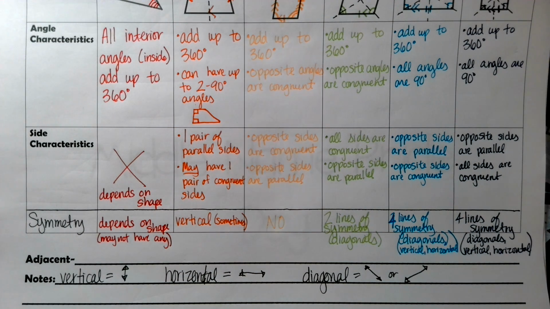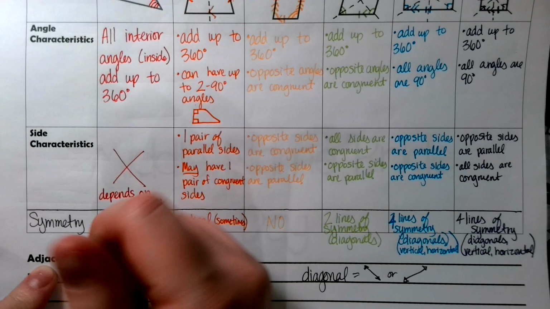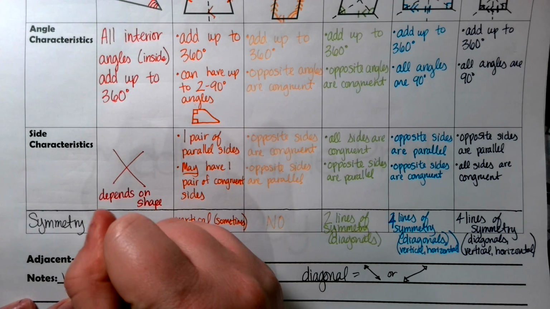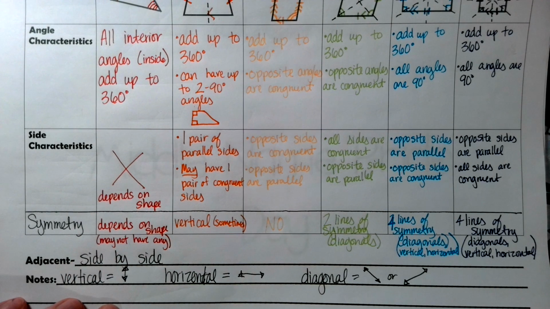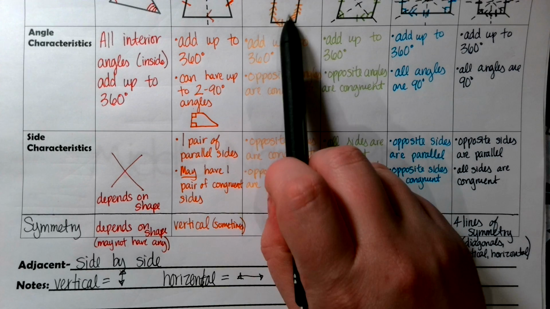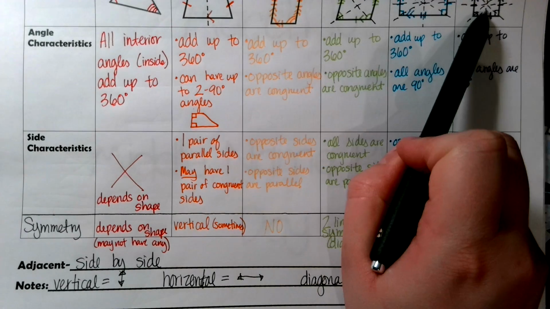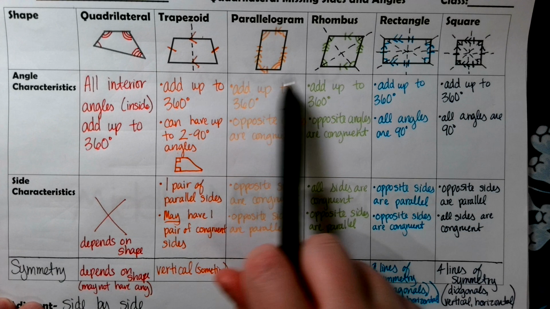But again, my students, we need to add in this word, adjacent. We didn't have that on the vocabulary. I forgot about that one. Adjacent means side by side. And on some of these shapes, on a parallelogram, rhombus, rectangle, and square, sorry, y'all can't see that.